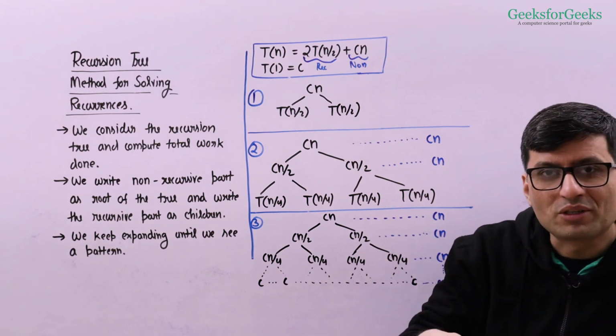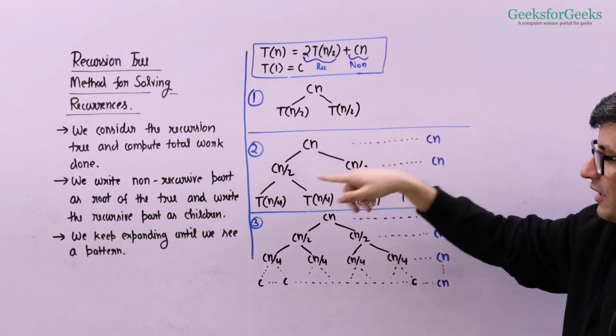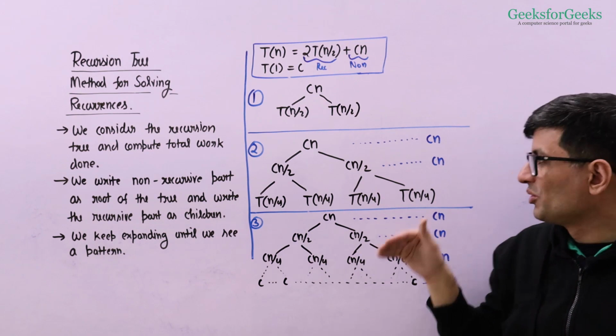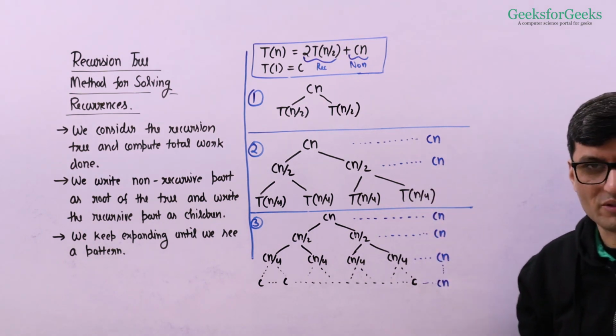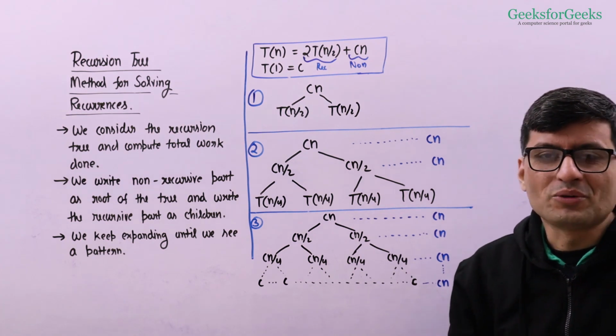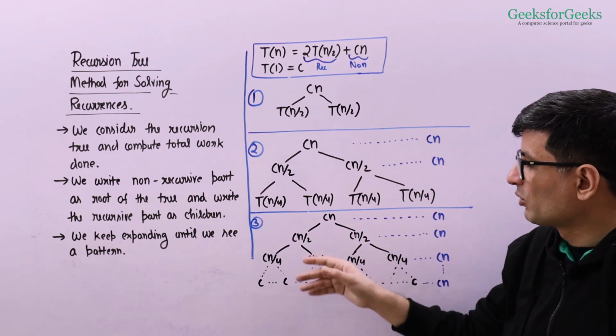See, we need to compute the total work done. How much work we are doing here? Cn. And how much work we are doing here? Cn by 2 plus Cn by 2, which is Cn. You might have guessed the pattern now, right? As soon as you find a pattern, you can stop drawing the recursion tree. I have drawn one more level for more clarity.